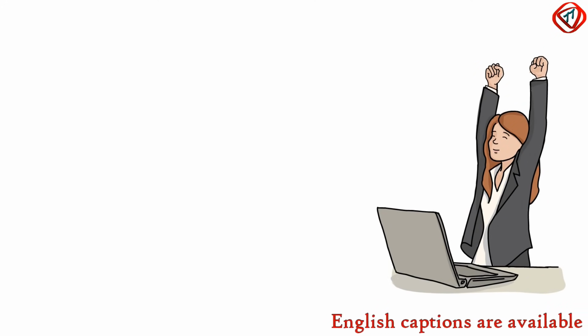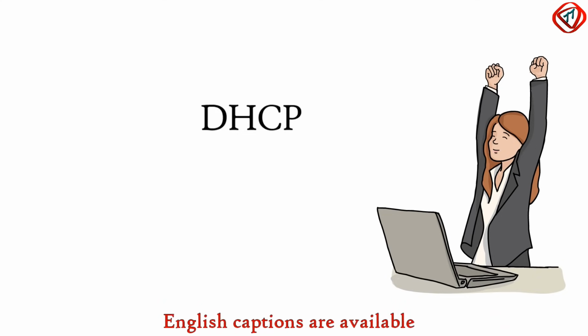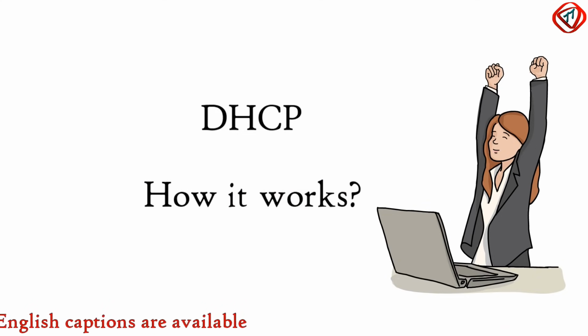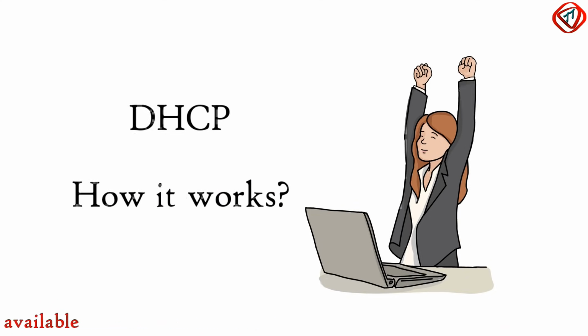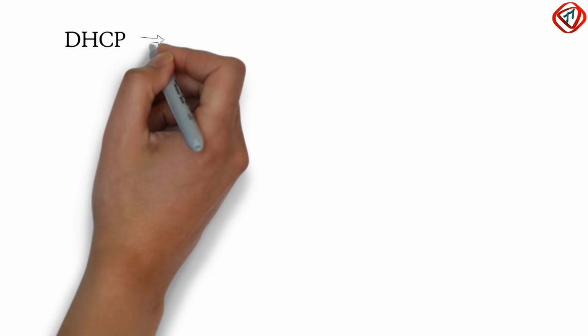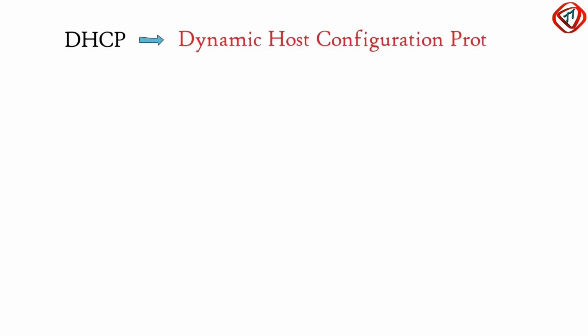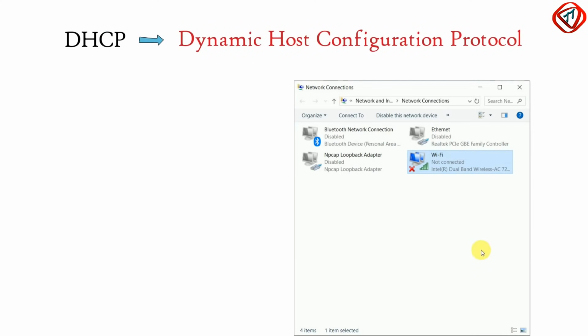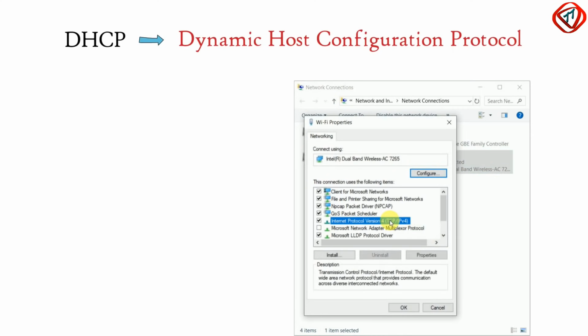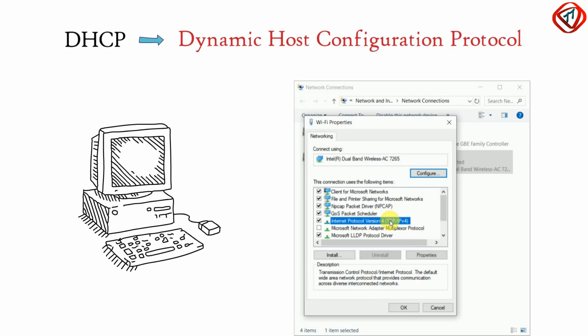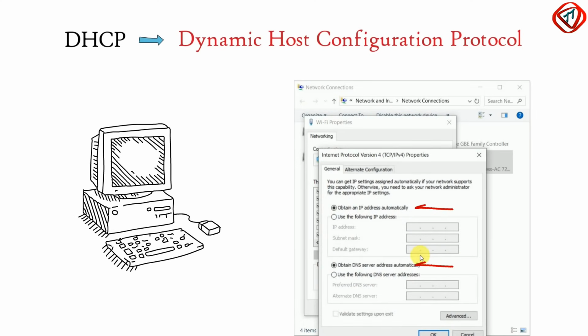Today we are going to learn what is DHCP and how it works in a computer network. So let's start. DHCP stands for Dynamic Host Configuration Protocol and it is used to assign TCP/IP settings to the end systems like computers dynamically if the automatic IP settings are enabled for them.